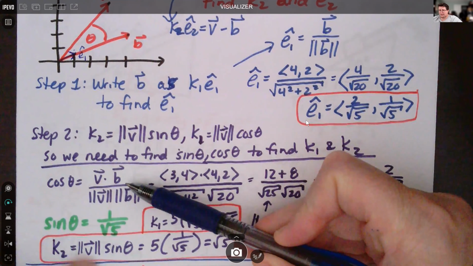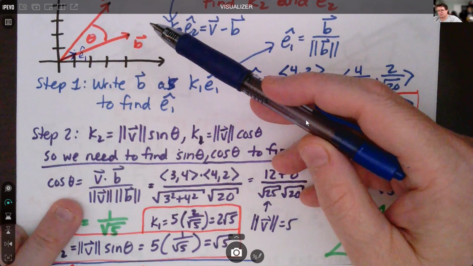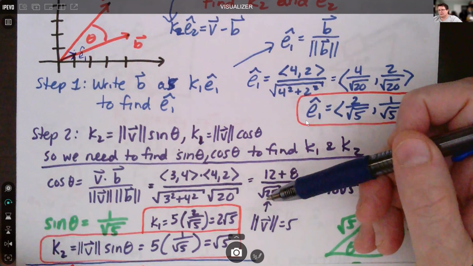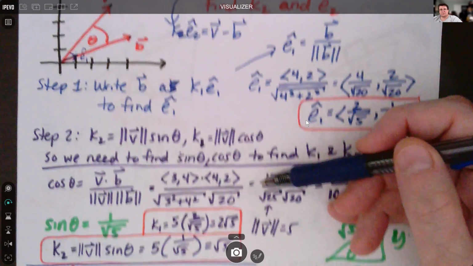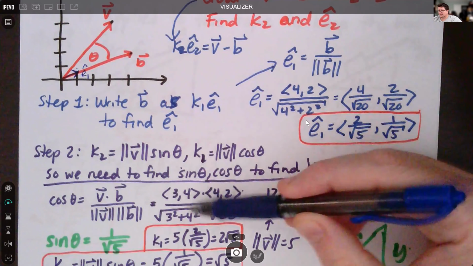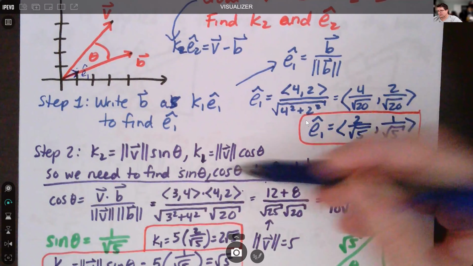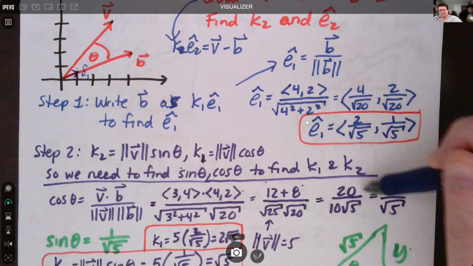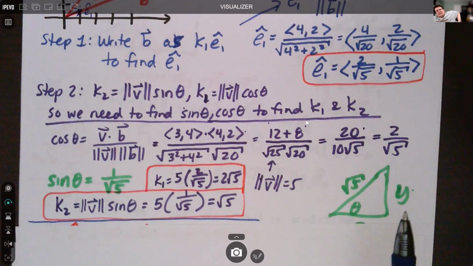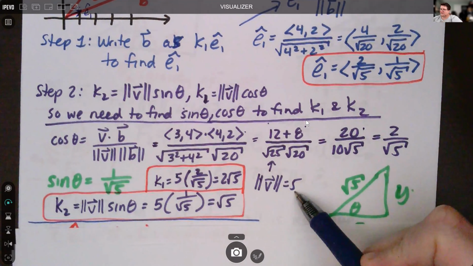Cosine theta, if we want to find the angle, we have to do the dot product of our two vectors divided by the magnitude of both vectors. So cosine theta is our vector (3, 4) dotted with (4, 2), divided by the norm of both. 3 times 4 is 12, 4 times 2 is 8, so 12 plus 8 gives us 20 on the top. The norm of V, 3 squared plus 4 squared, is 5. So that's handy, we'll write that down here: norm of V is 5.